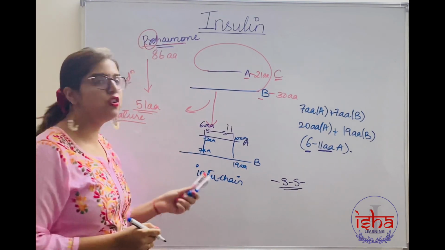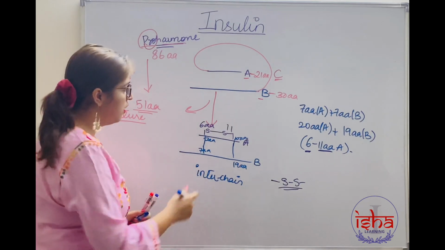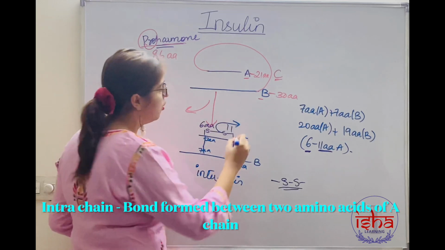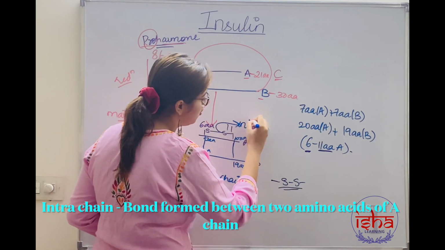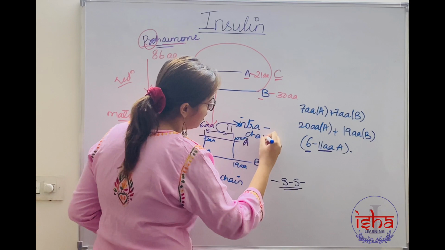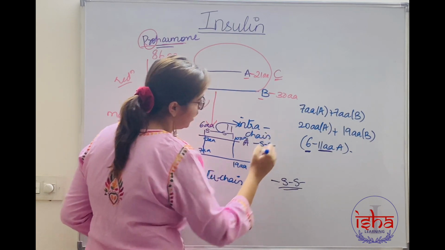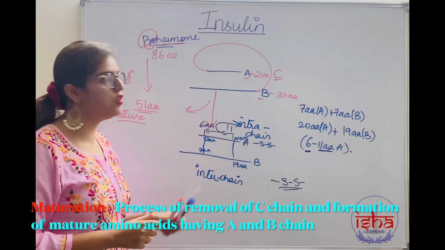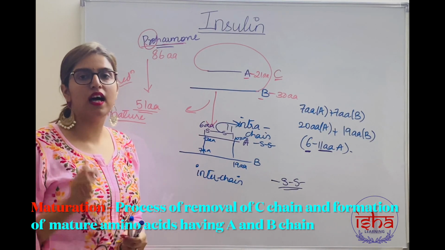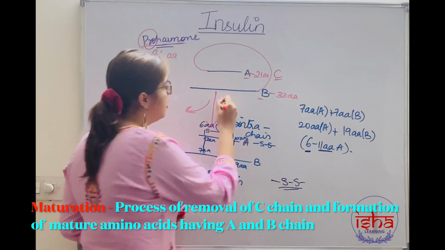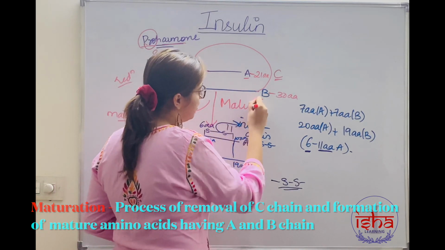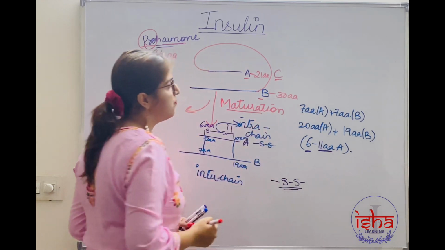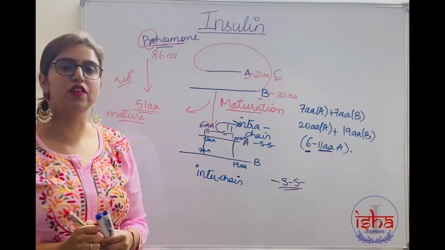Similarly, interchain disulfide bonds. The one formed between two amino acids in the A chain will be called an intra-chain disulfide bond. Okay. The process of the removal of the C chain and the formation of the mature insulin having the A and B chain is called maturation. Yeah, pretty much like the name suggests. So this maturation is very key to the activation of insulin.